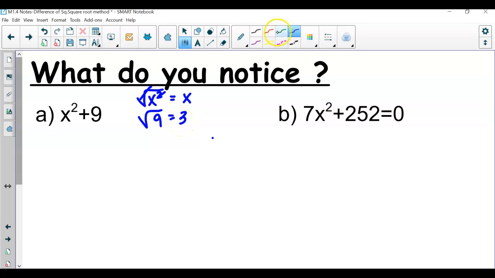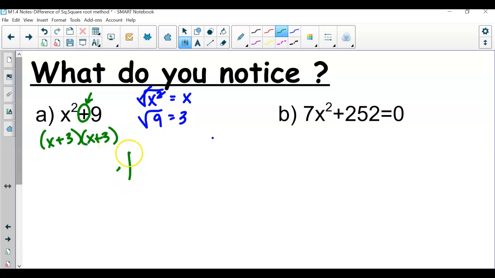However, is it a difference of two squares? No. Notice how we have the sum of two squares. So this is a sum of two perfect squares. So how would we factor this? Well, maybe we could say it's x plus 3 times x plus 3.